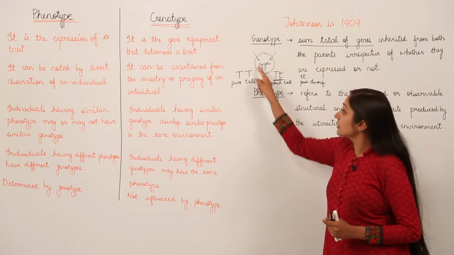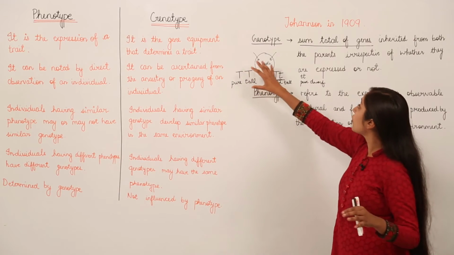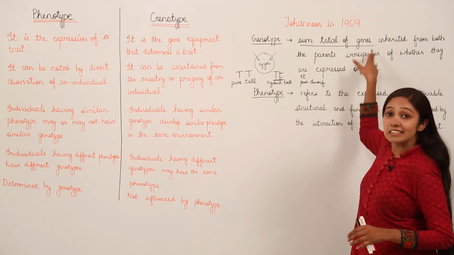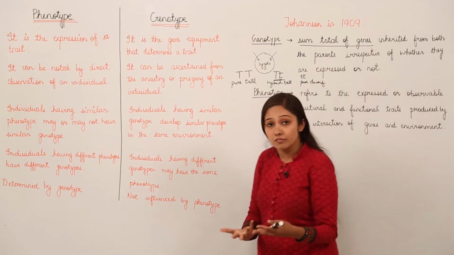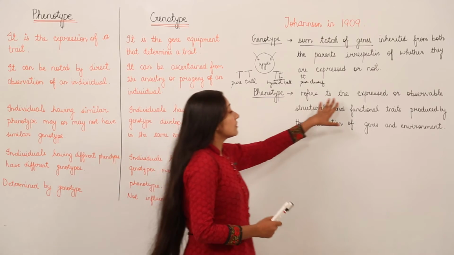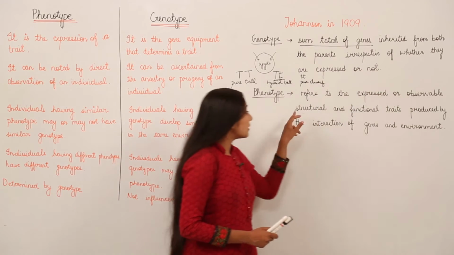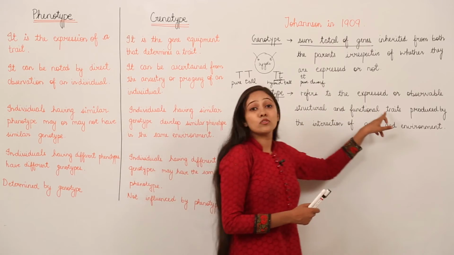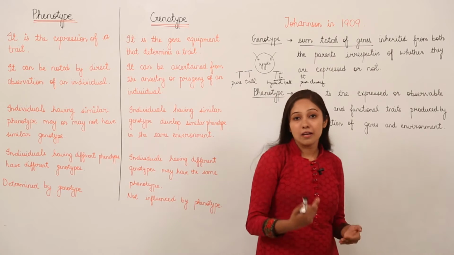But this is the genotype, which is explaining you about the genes. But the phenotype is something which is going to be observed, right? It is that thing that is going to be expressed or observable structural and functional traits produced by the interaction of genes and environment.